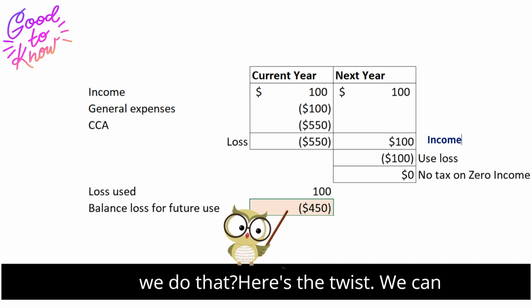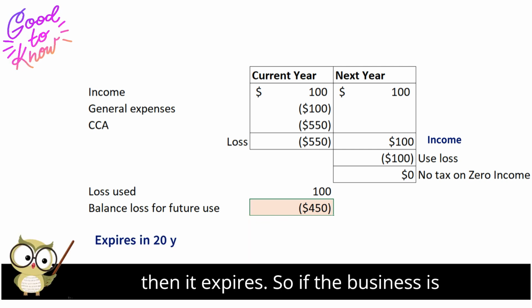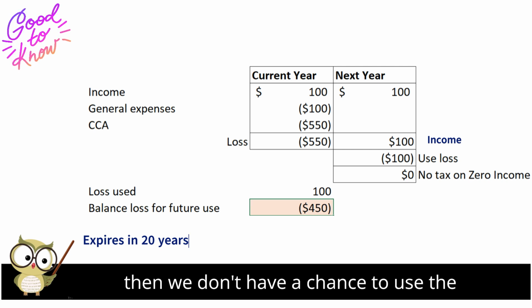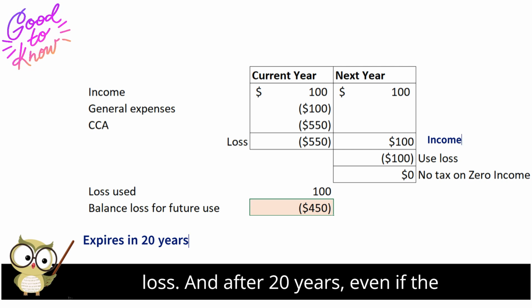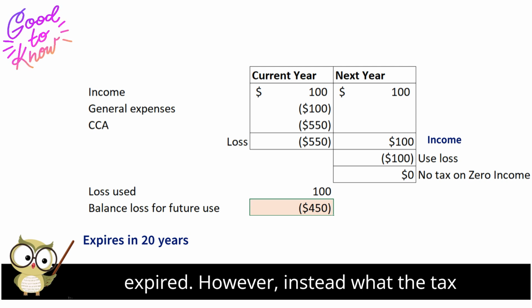Now, how long can we do that? Here's the twist. We can only use it for 20 years in future, then it expires. So if the business is not making profit for the next 20 years, then we don't have a chance to use the loss. And after 20 years, even if the business makes profit, the loss has expired.